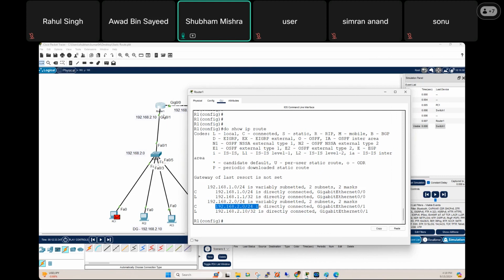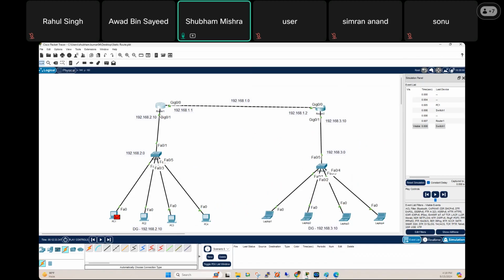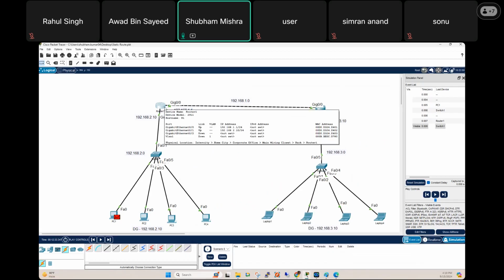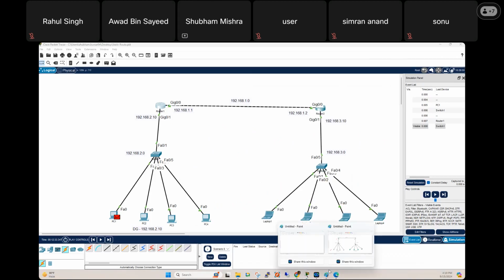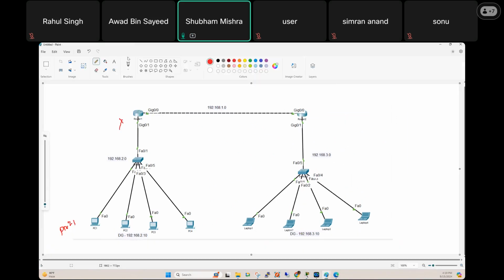Yes or no? But you are sending with the destination IP address 3.1, right? And 3.1 means the 3.0 network is not configured on R1, and R1 doesn't know about the 3.0 network. So that's the reason your packet is dropped here and the router is sending host unreachable. Now what is the solution? You need to provide the route on R1. If R1 doesn't know about the destination, how will R1 forward your packet towards the destination? Is it possible? The answer is no.